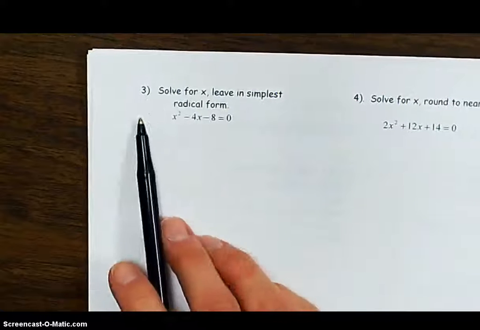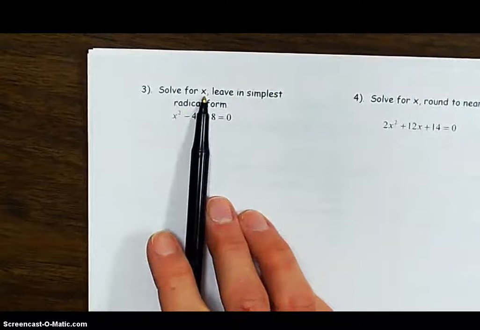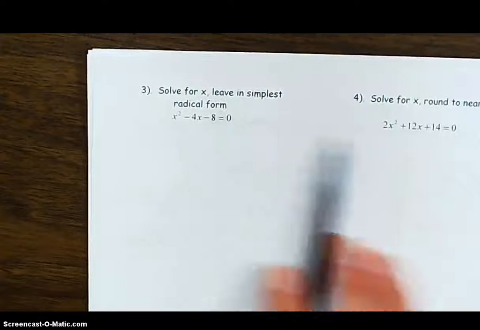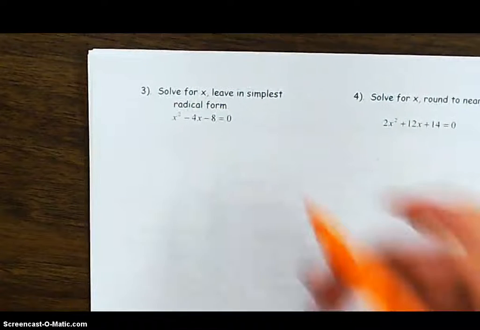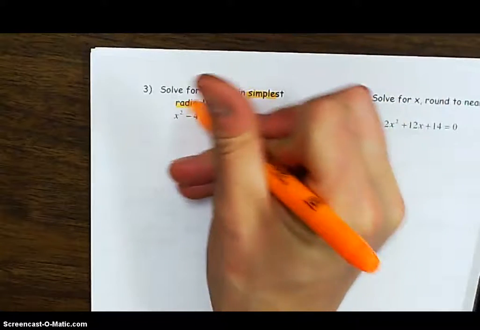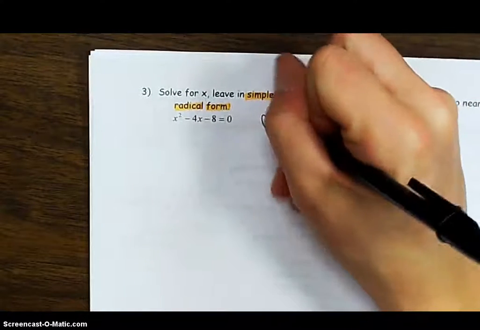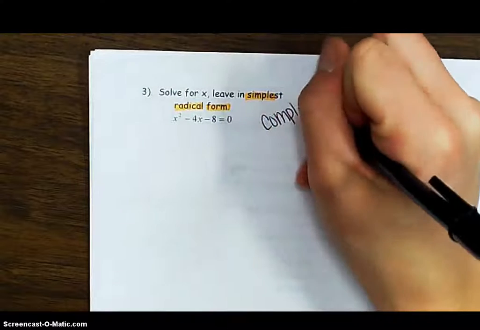So number 3 says, solve for x. Leave in simplest radical form. So as soon as I see those words, simplest radical form, that means I'm going to have to use completing the square.